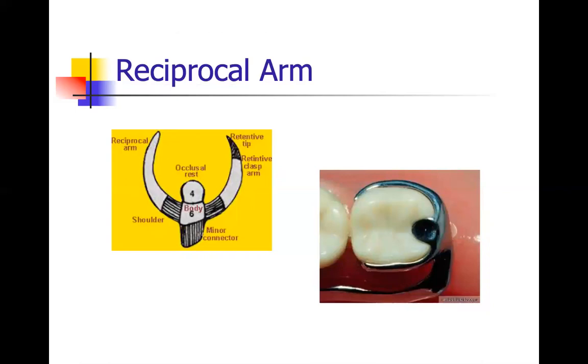Now, what are the functions of the reciprocal arm of the clasp? Number one, it counterbalances the stress generated against the tooth by the retentive arm and provides reciprocation and stability. It contributes horizontal stability, gives support and a limited amount of retention. The reciprocal arm prevents rocking to a minor degree.